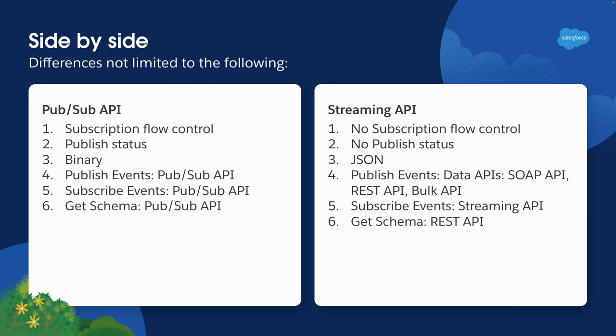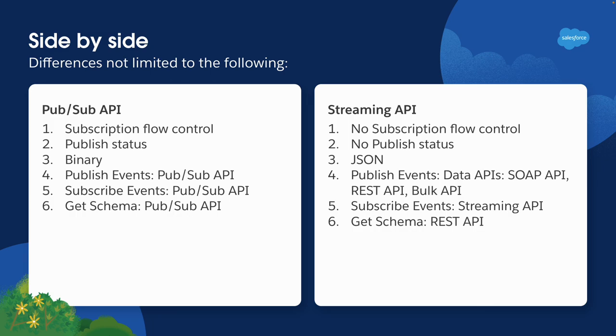So, for example, subscription flow control. Within the PubSub API, we can define how many events we want to receive. We can set it to 100, and once we receive 100 events, the connection closes. We don't have subscription flow control within the streaming API. It will just stream. That gives us less control over our application, less control over how many events we receive, and we can be overloaded with events.